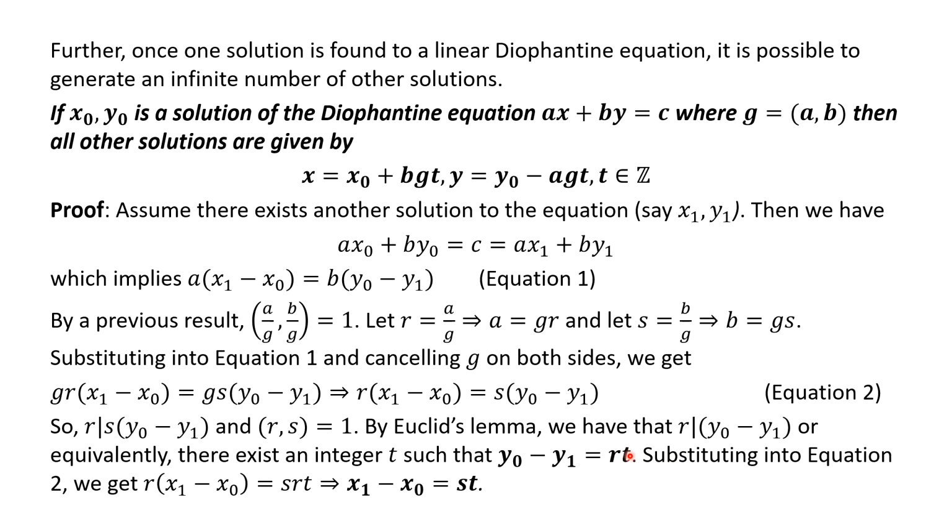Okay, then we substitute this back into equation 2. And so we get r times x1 minus x0, and then we just have s times rt. We can cancel the r's out and we get this here. So the reason I put these in bold is I'm going to take these onto the next slide, and I'll rewrite these as y1 in terms of y0 and rt, and x1 in terms of x0 and st. So let's go to the next slide and we'll finish this off.